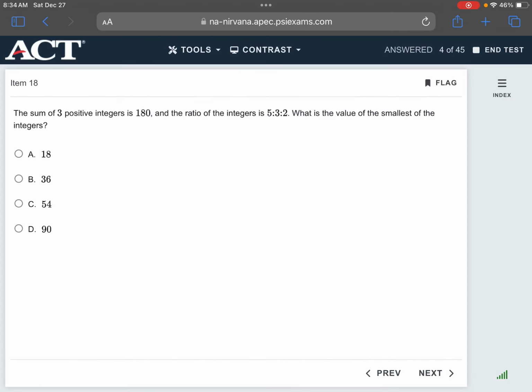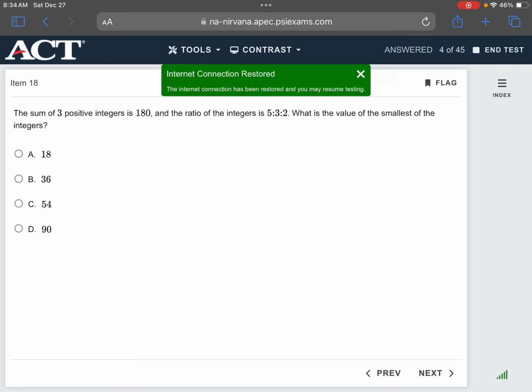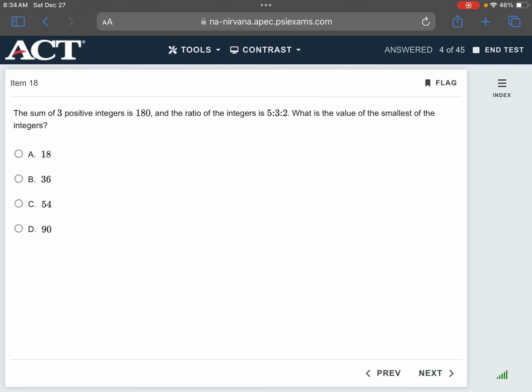Let's see if the internet connection is going to go out. It's so weird. Stop doing that. All right, well, here we are.